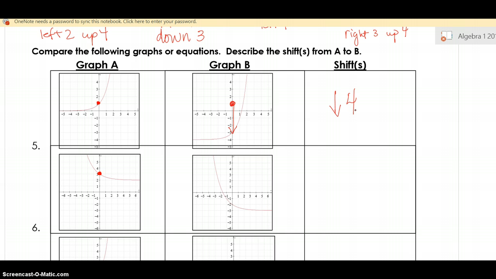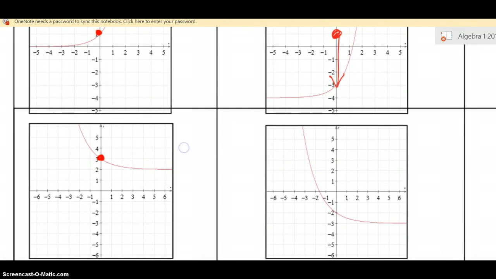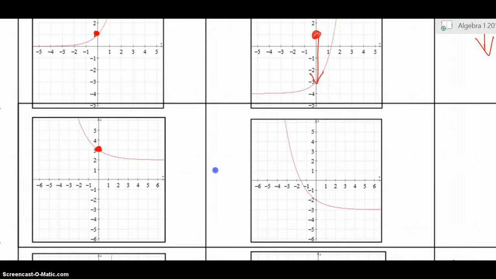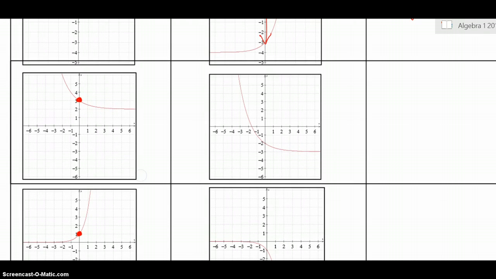Okay, now if you look at number 6, graph A this time does not start at 1, it starts at 3. So be careful there. We're starting at 3, and we shift to -2. How are you shifting? Down 5.